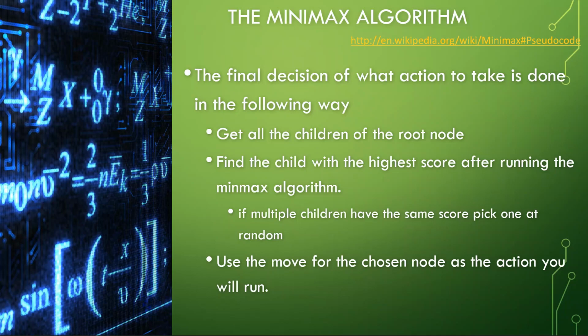The final decision of what action to take is done in the following way. So get all the children for a root node. So this is after it's evaluated everything, so it's gone all the way to the terminal nodes, the end. It's come all the way back and evaluated every single node, and you're done running the min-max after that. And then the idea is the algorithm takes from the root node down to the first level, being the children, and picks the one that has the highest. So it gets all the children from the root node, finds the child with the highest score after running the min-max algorithm. If multiple children have the same score, it picks one at random, and it uses the move from this chosen node as the action that you will run.